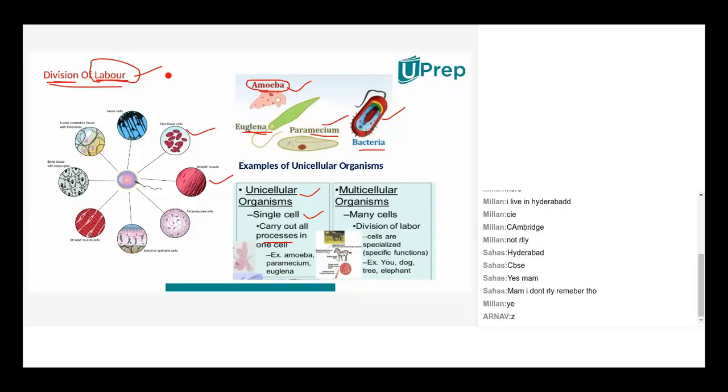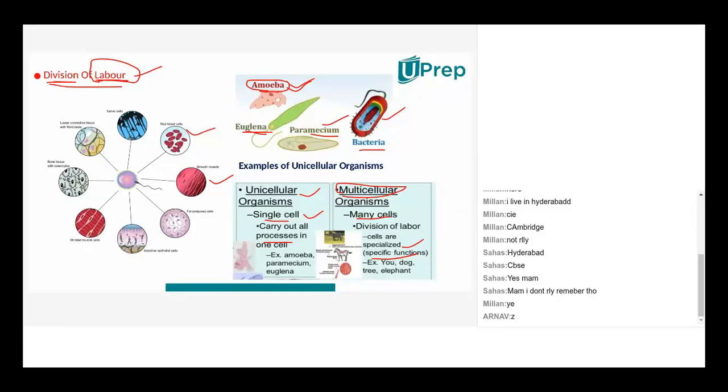You will find it only in multicellular organisms. You won't find that in unicellular organisms. Why? Because in a unicellular organism, the single cell is carrying out all the processes. Best example, amoeba, as you know. But in multicellular organisms, you will have many cells, and all the cells are specialized to carry out specific functions. That's the point you have to understand. That is called division of labor.